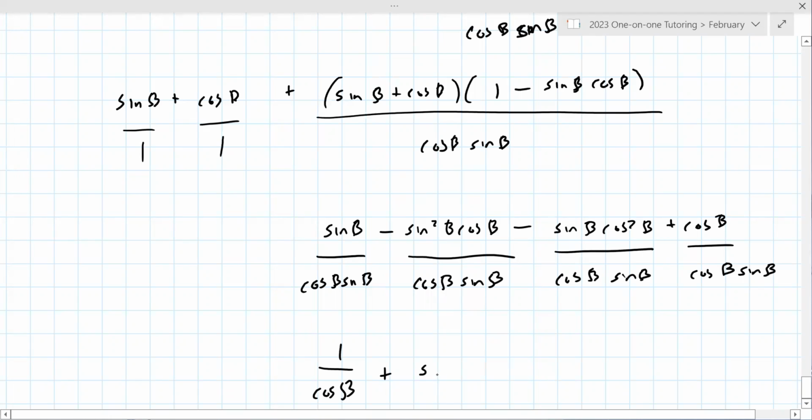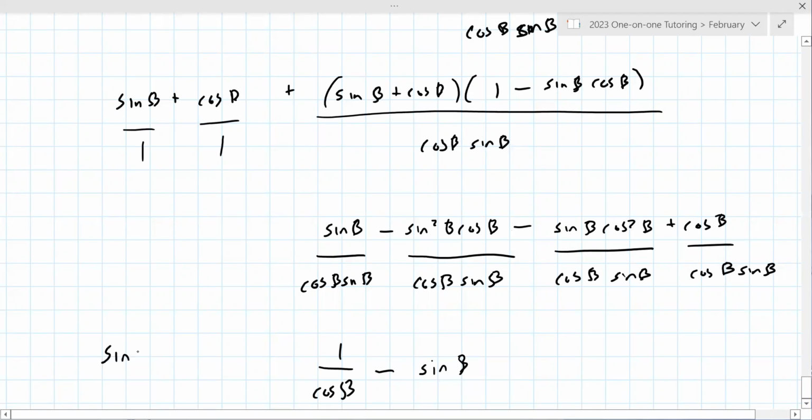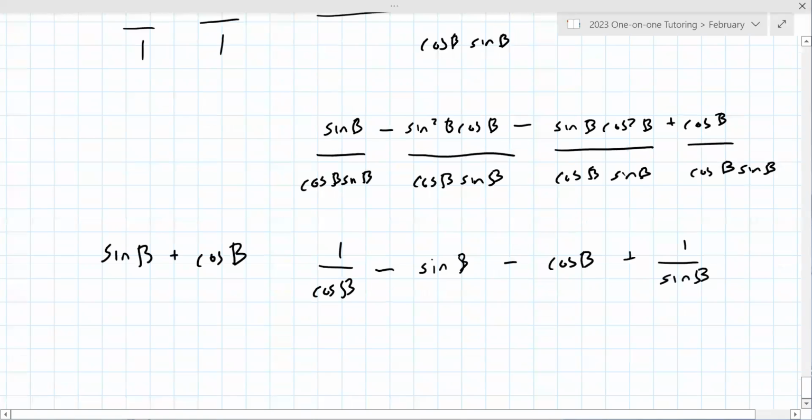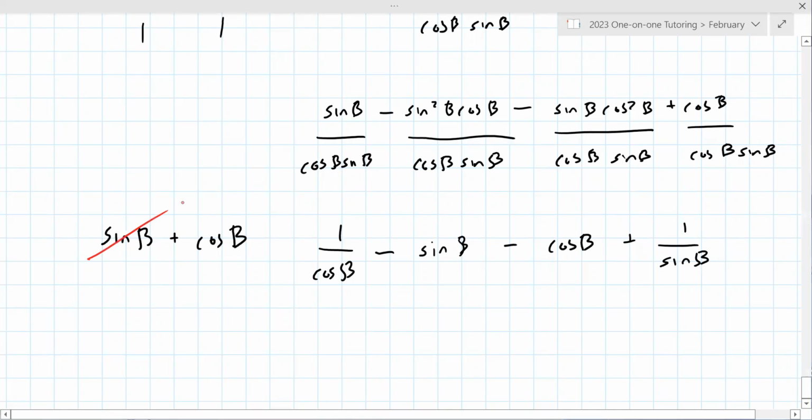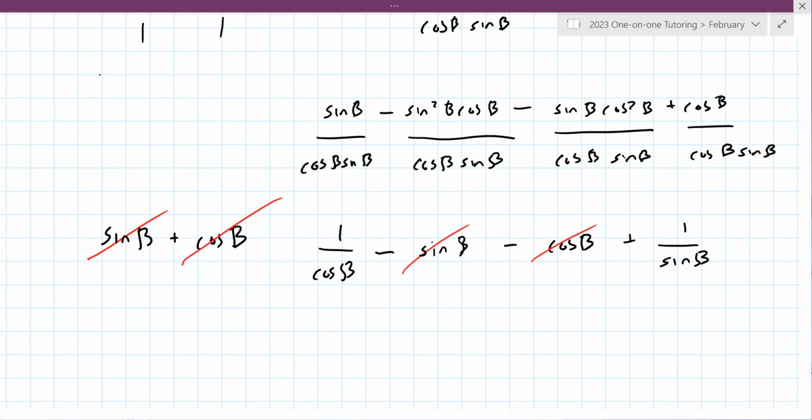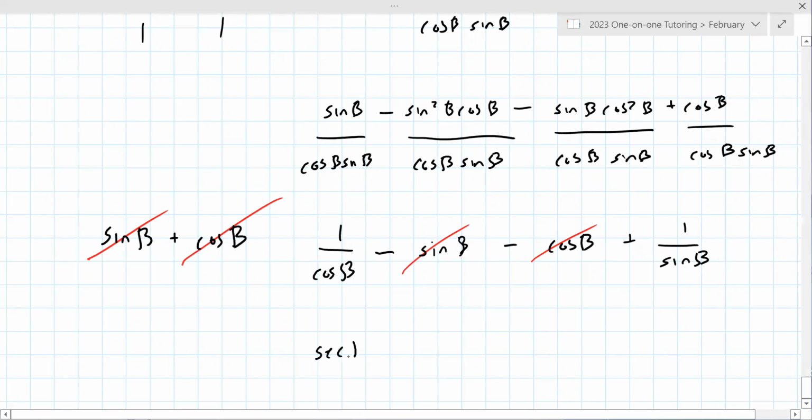So this becomes sine beta, but it's negative, and that's really good because you can see we've got one on the left to bring down, sine beta. And then your next one ends up being a cosine beta, and that's good. And then this ended up being 1 over sine beta, which is cosecant beta. So cancellations here galore. Those cancel, those cancel, those cancel, and you're left with secant beta plus cosecant beta.